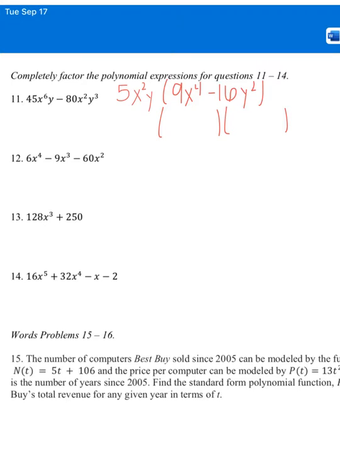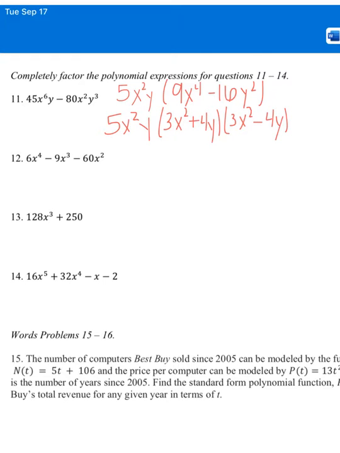So the square root of 9x to the 4th is 3x squared. So that comes first in your parentheses. And then the square root of 16y squared is 4y. And then you have a plus and a minus in the middle. And 5x squared y comes out front, because that's what your GCF was. And then you check your parentheses. You can't do anything else. So that's it for number 11.